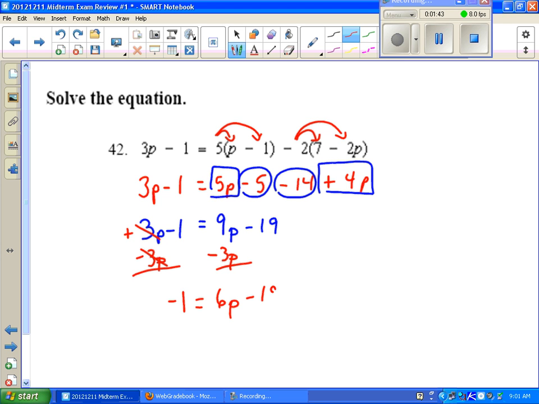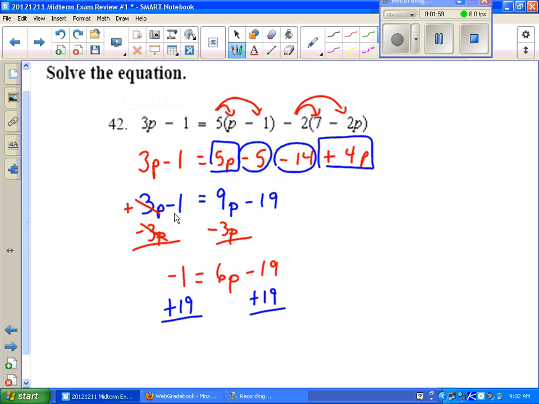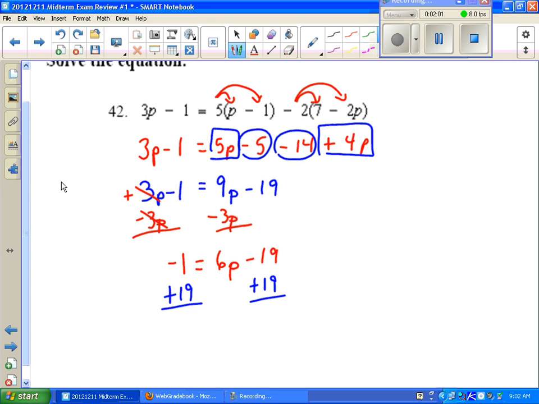Bring down our 19. Now we've got our p variables on the right side, so move everything else to the other side. Everything else meaning negative or minus 19. Undo minus 19 by adding 19. If you add it on the right, add it on the left. Now we have negative 1 plus 19, opposite terms, so subtract the absolute values. 19 minus 1 is 18, and since 19 is farther away from 0, it'll stay positive, equals 6p, and these two will cancel each other out.